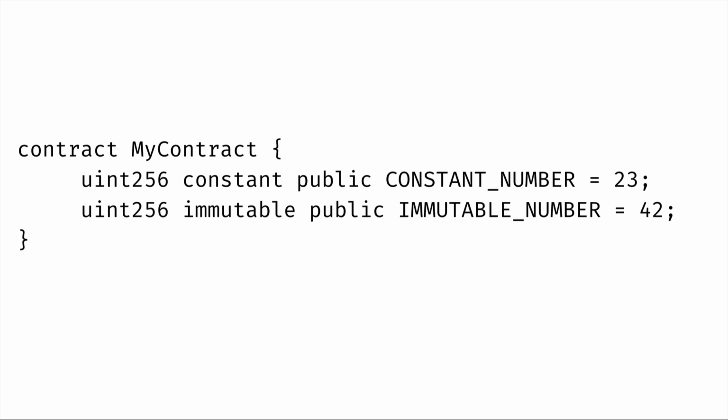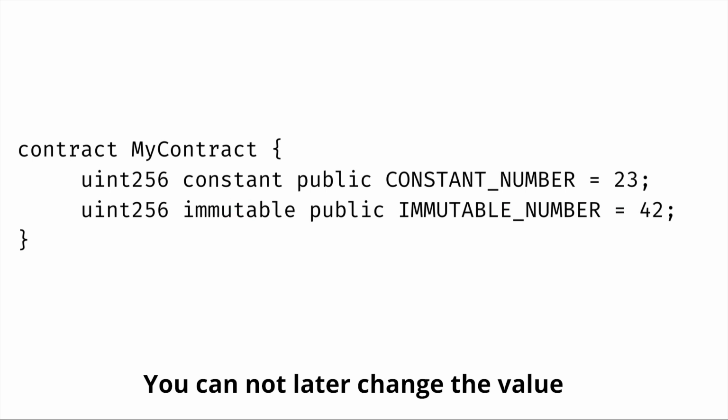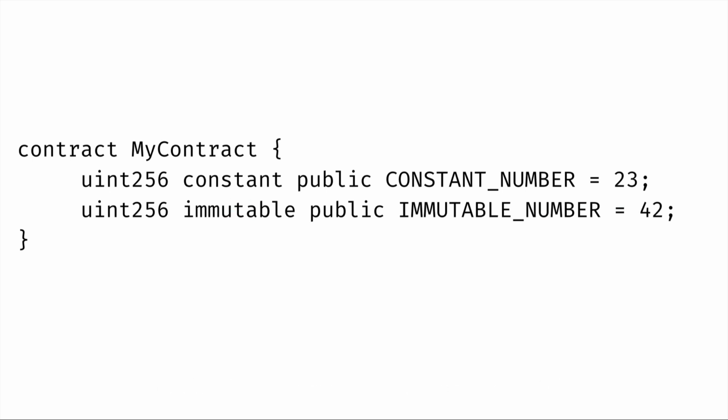And you can also declare most types as constant or immutable. In this case, you cannot later change the value of this variable anymore, and it saves you a bit of gas. A good practice here is writing the variable in all uppercase, so it's more obvious that this is an immutable or constant variable. The only difference between constant and immutable is that constant variables have to be known at compile time, and immutable variables can be assigned, but only one time when the contract is created.